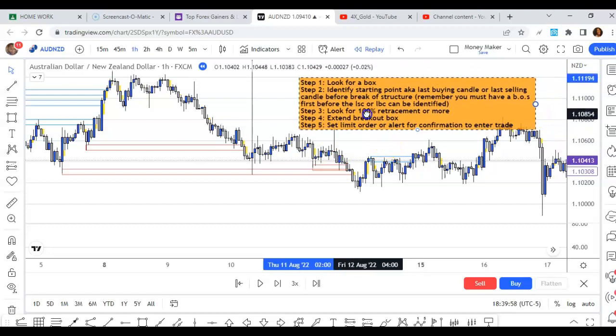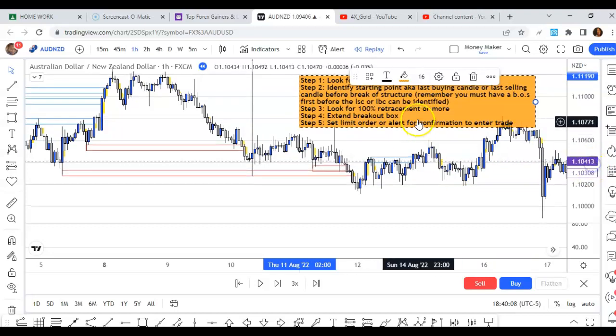So let's go ahead and dive into the steps. Step one is to look for a box. When you see a red box, we're going to buy. When you see a blue box, we're going to sell. Once again, this is a trend reversal strategy. So I have identified a red box right here.